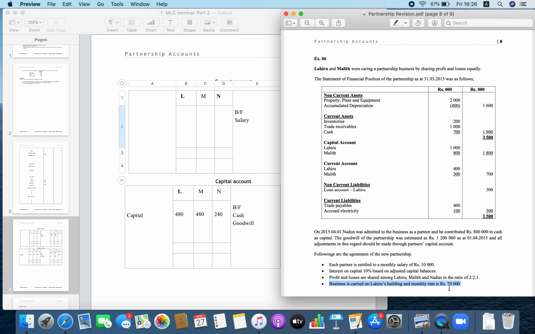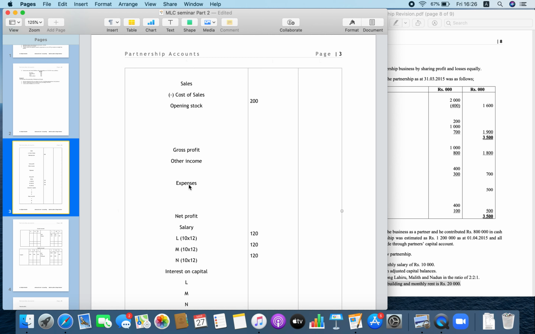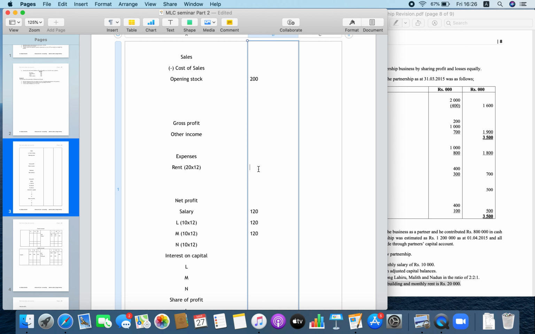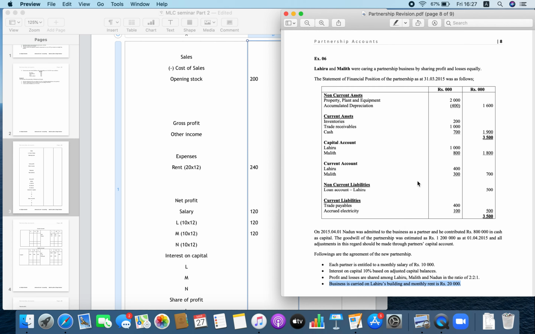Now remember, rent is always an expense. So go to the income statement, and under expenses for the business, rent, you go and mark over there. That's 20,000 for a month, and that times 12 will now be 240. But remember, for the business, when they pay rent, it will now be an expense.